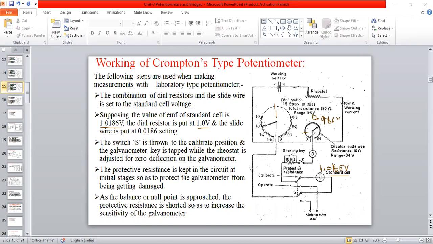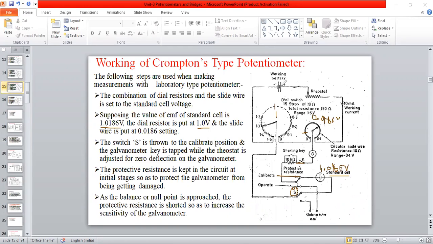So now where is the switch here? This is the switch. This switch is thrown to the calibrated position. It is connected to the calibrated position and the galvanometer key is tapped while the rheostat is adjusted for 0. Tapped means I will close this key here.